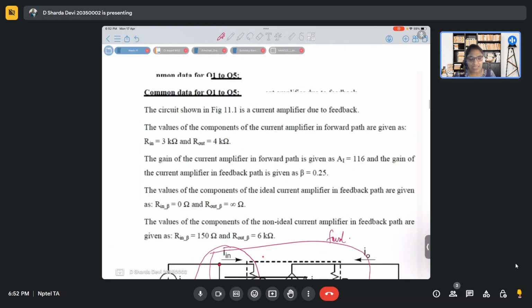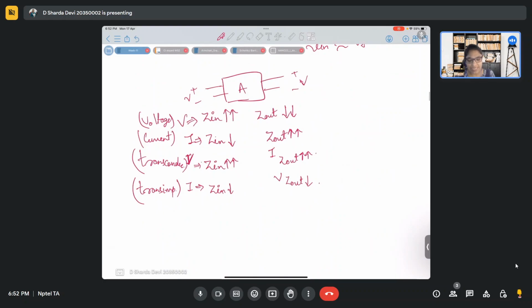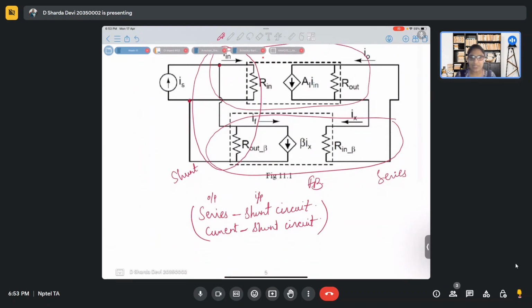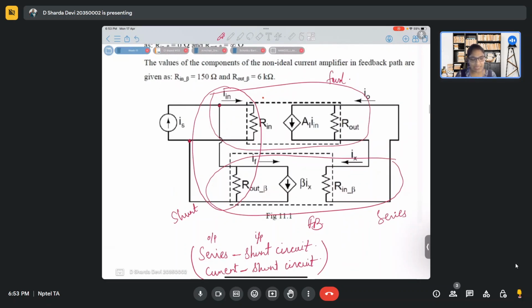Even here, if you observe very carefully, transconductance means current by voltage, so it is also output by input. Transimpedance is voltage by current, again output by input. So first output then input; similarly this convention is followed. So this is called a series shunt circuit or current shunt circuit. Clear? This is how this circuit is named.